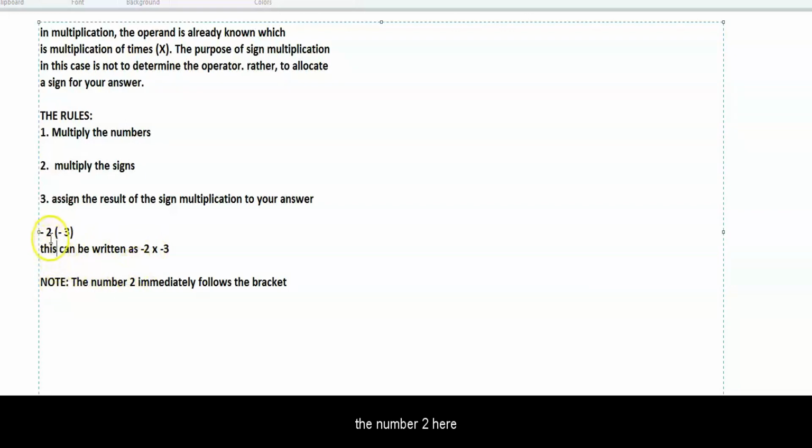The number 2 here immediately precedes the bracket. There is no operator between the 2 and the bracket. There is no sign between the 2 and the bracket. The 2 is the number immediately preceding the bracket. This denotes multiplication. Anytime a number immediately precedes a bracket, the operator is multiplication. For example, let me give you more examples.